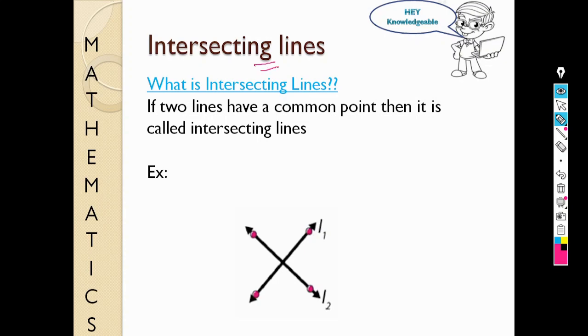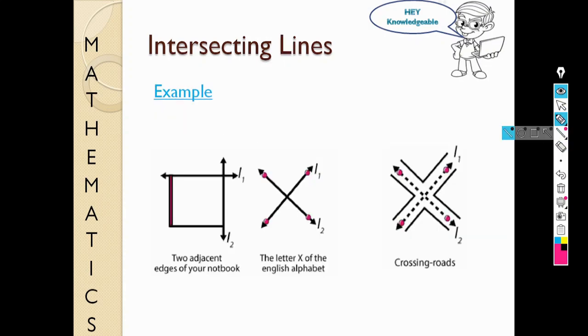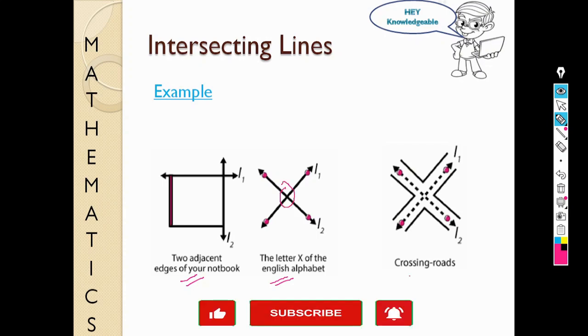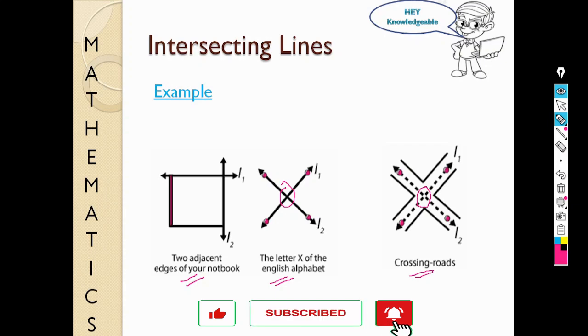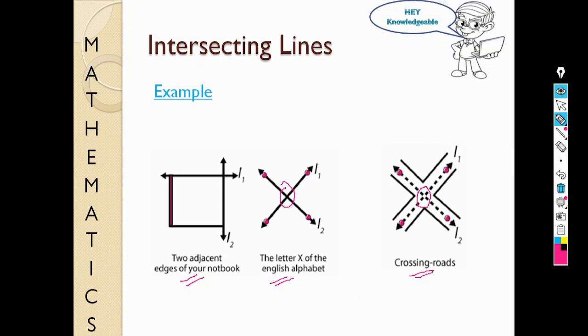So what is an intersecting line? If two lines have a common point, then it is called an intersecting line. So if you see, both lines have a common point, so this will be called an intersecting line where L1 is intersecting L2. Here are some examples of intersecting lines. Two adjacent edges of your notebook, or the letter X in the English alphabet, or crossing roads, right? This is also having one intersection point. So we will call it an intersecting line.